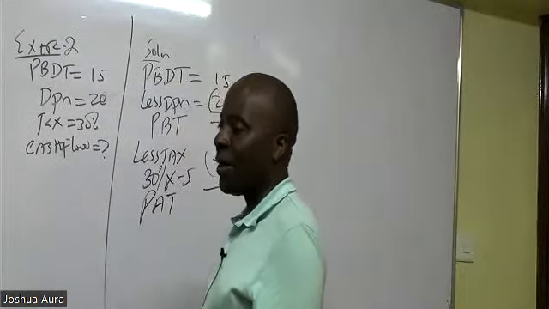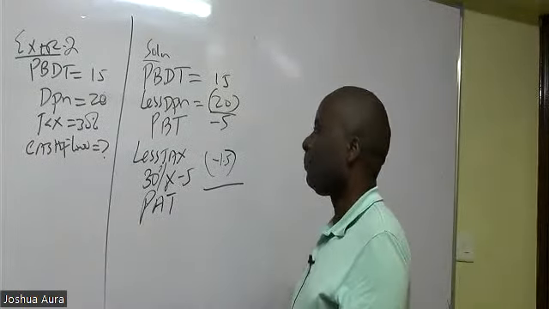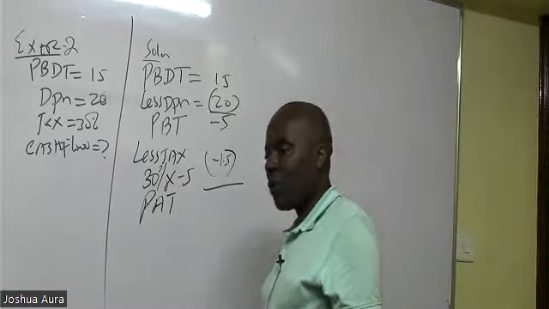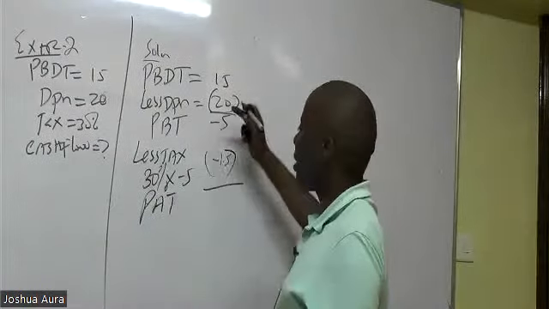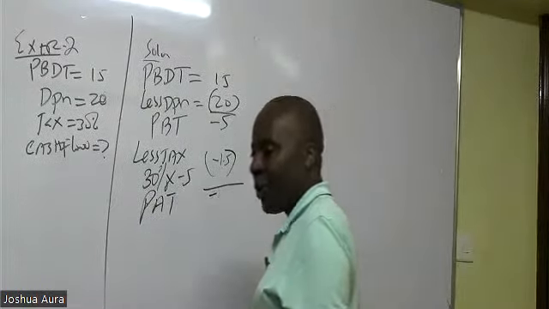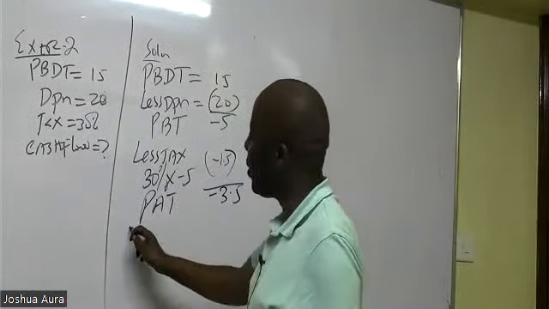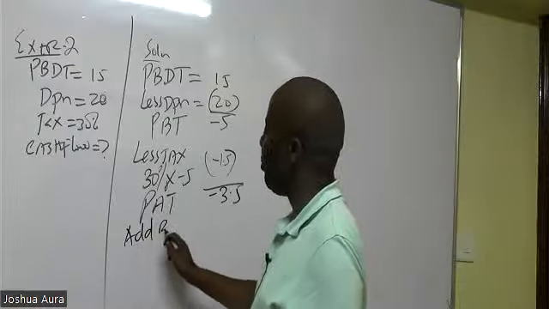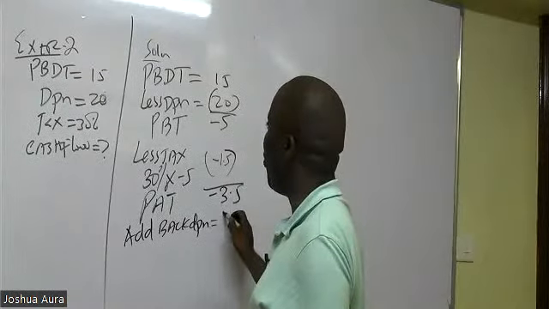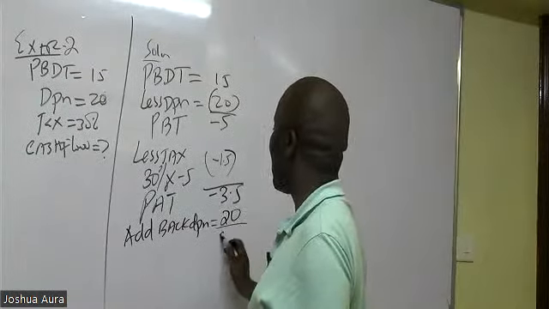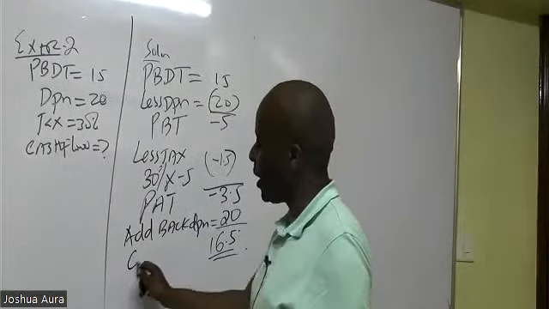I can't work with one student's answer only. That's quite risky for me. Minus 3.5, because we have minus 5, minus minus 1.5, so this gives me minus 3.5. Thank you so much. And then we shall come and add back depreciation. We add back depreciation of how much here? Of 20. That is how these gentlemen were able to get the 16.5 as the cash flow.